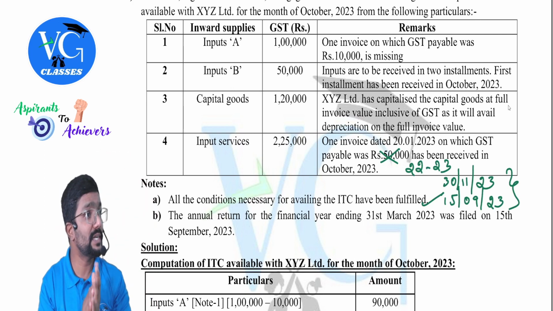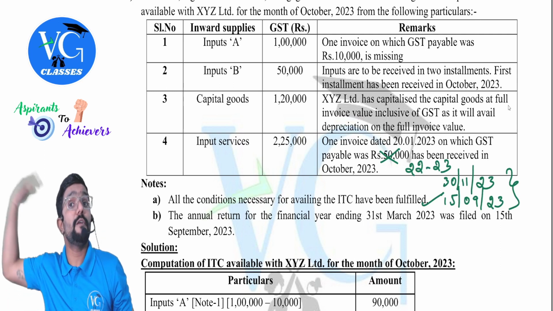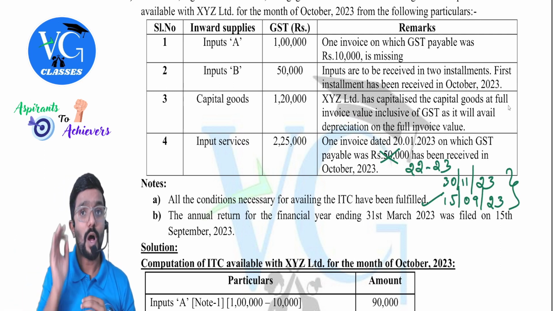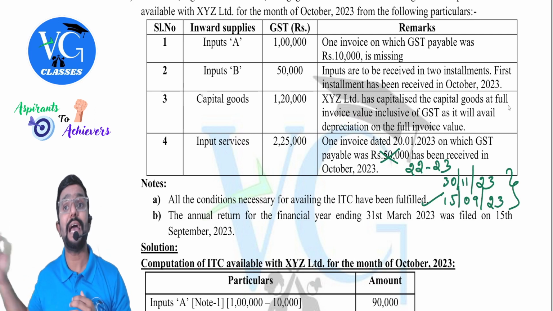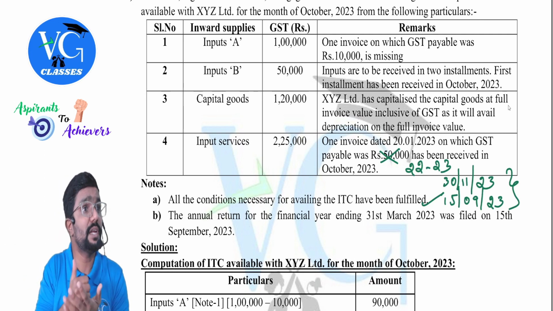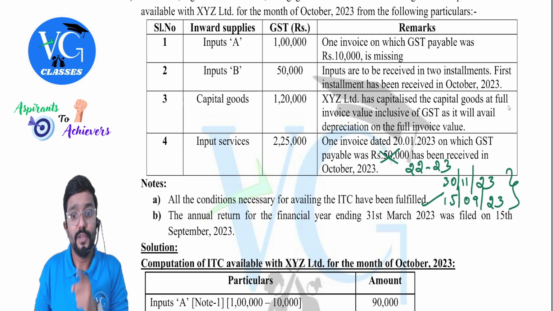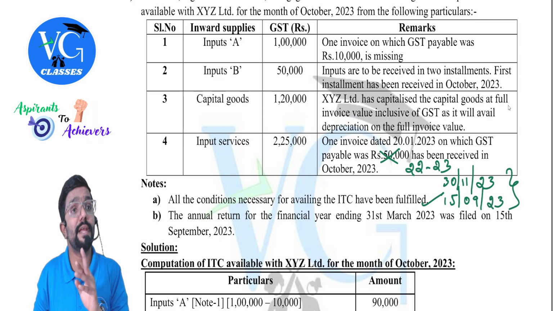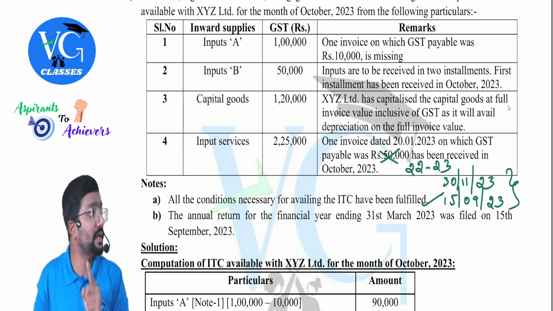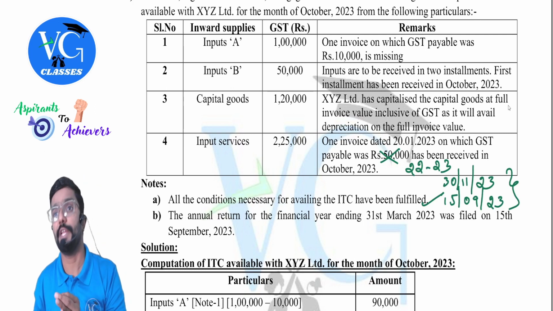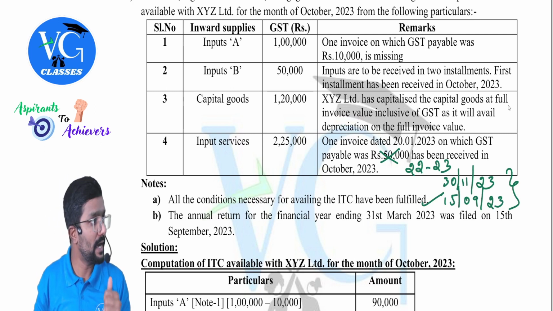16 subsection 4. What is the deadline? Sir, 30th November of next financial year, or actual date of filing the annual return. Annual return for which year? Not current year. For the year in which invoice is issued. Which year is the invoice issued? 22-23. See, by mistake you might take 23-24. It is January. Clear? So financial year is what? 22-23. Hope you guys understood.